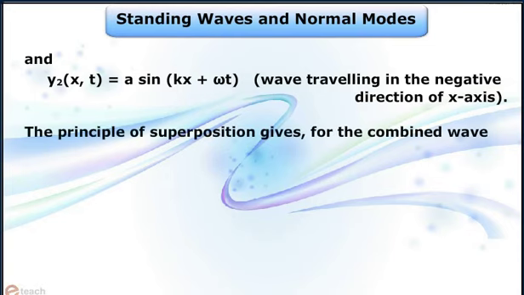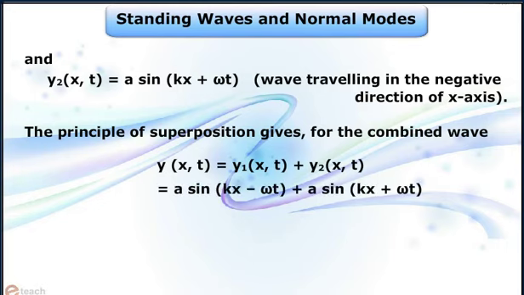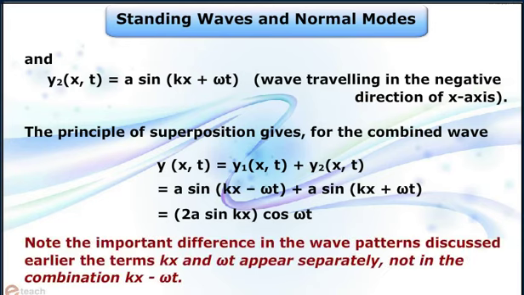The principle of superposition gives for the combined wave y as a function of x, t equals y1 of x, t plus y2 of x, t equals a sin(kx minus omega t) plus a sin(kx plus omega t) equals 2a sin kx cos omega t. Note the important difference from the wave patterns discussed earlier. The terms kx and omega t appear separately, not in the combination kx minus omega t.